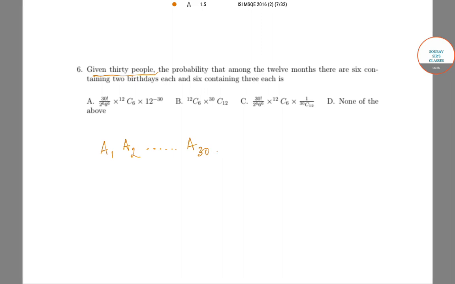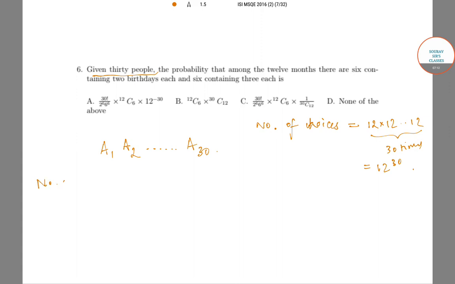So now at first what we need to do is to find out the total number of choices. The total number of choices is, for each of the 30 people there are 12 choices for their birthdays to fall in the 12 months. So we have 12 into 12 up to 30 times, which gives us 12 to the power 30 total choices.